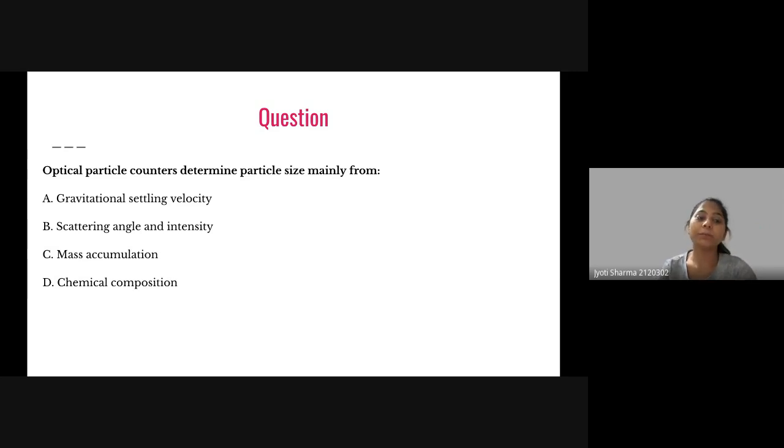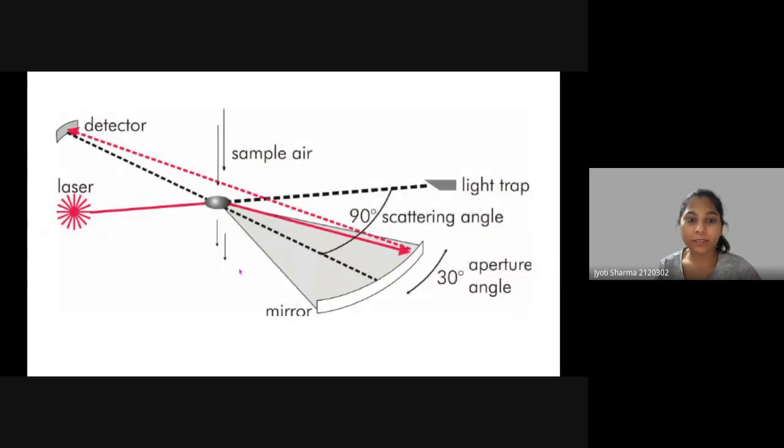Yeah. So B answer is the right one because it is the optical, right? So optical means if we are giving the light from different angle and from different intensity, there will be some reduction in the intensity also of that particular light, and that angle will give you the size. So yeah, B is the right answer.